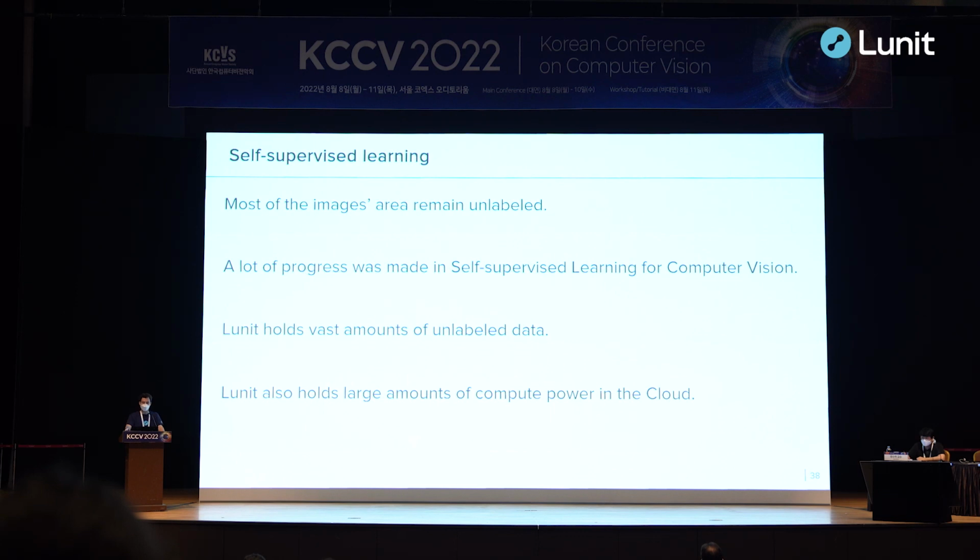And recently, there is a lot of progress in self-supervised learning in computer vision that can enhance the performance by pre-training these networks in large amounts of unlabeled data. But there are two conditions for these methods to typically work. They require lots of data and compute power. And we actually have both at Lunit.